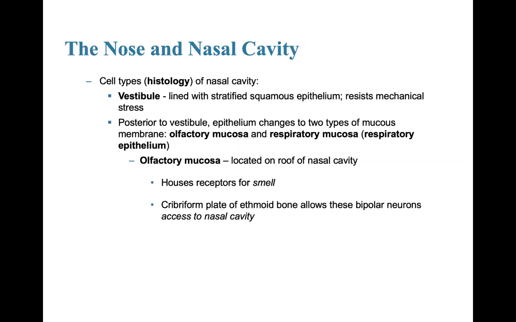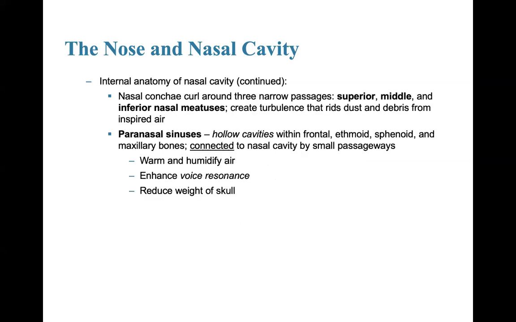The vestibule is lined with stratified squamous epithelium, and it resists mechanical stress. Posterior to the vestibule, the epithelium changes to two types of mucous membrane, an olfactory mucosa and a respiratory mucosa. The olfactory mucosa is located on the roof of the nasal cavity, and it houses receptors for smell. The cribriform plate of the ethmoid bone allows for these bipolar neurons access to the nasal cavity.